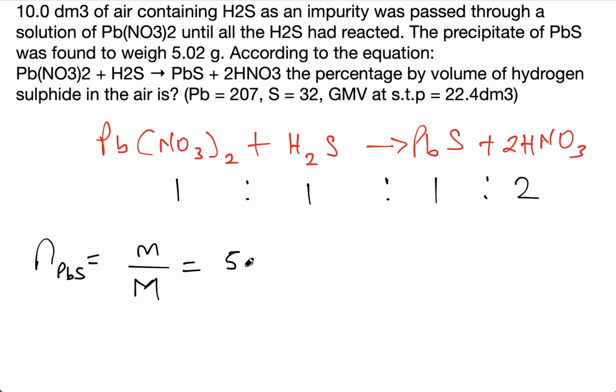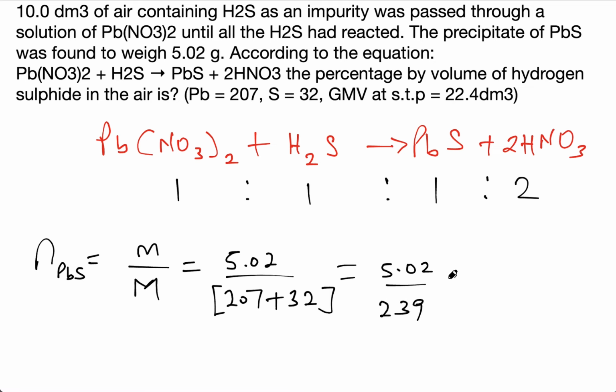And that would be 5.02 divided by the relative molecular mass of this guy, which would be Pb is 207 plus sulfur is 32. And if you do this very well, we have 5.02 divided by 207 plus 32, that will give 239. And if you do this division, you get 0.021 mole.